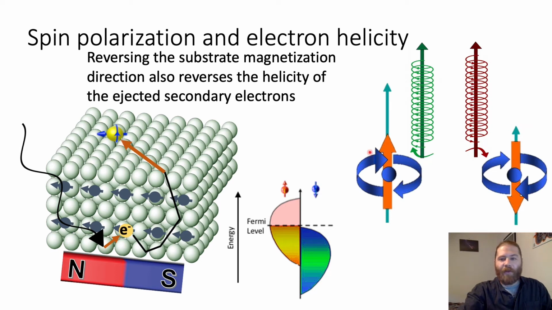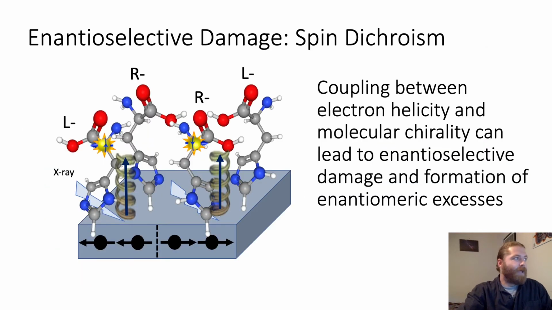It turns out that a spin polarized electron in motion traces out a helical path, and that by reversing the substrate magnetization direction, we can also reverse the helicity of the ejected secondary electrons. The mechanism that we're exploring here, spin dichroism, consists of coupling between that electron helicity and the molecular chirality, and exploring whether or not that coupling can lead to enantioselective damage and formation of enantiomeric excesses.